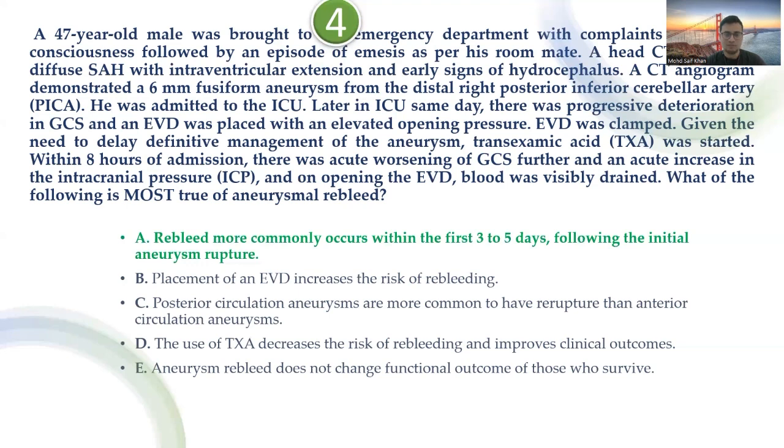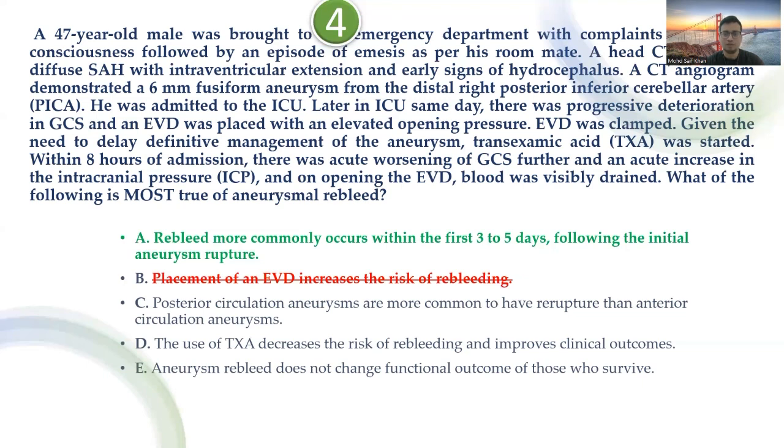And now another option, the placement of EVD increases the risk of rebleeding. The correlation between the risk of rebleeding and the predictors such as poor clinical SAH grade or loss of consciousness or EVD or size of aneurysm has been debated. So the risk of rebleeding increases with the poorer grade, with hypertension, or female sex, but EVD is not associated with a high risk of rebleeding. This is the wrong option.